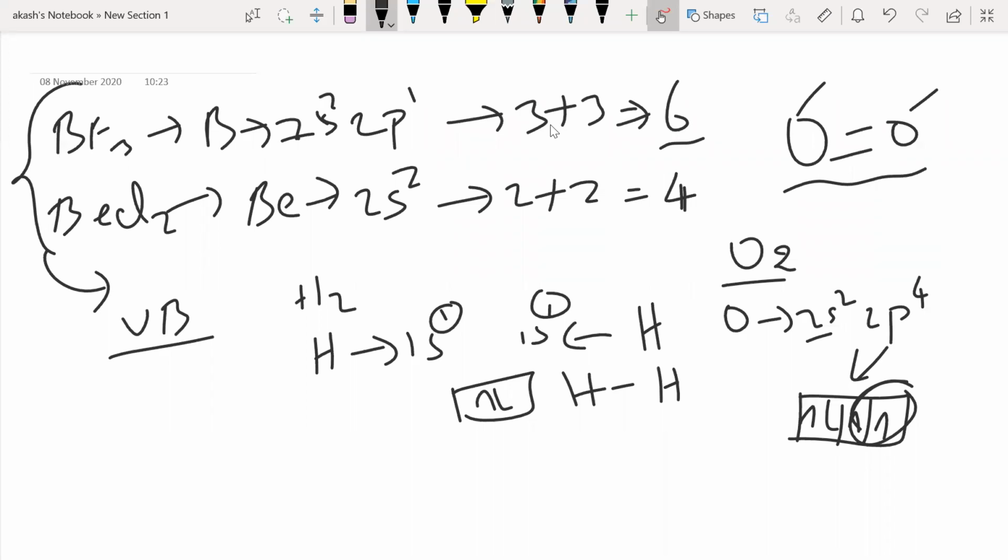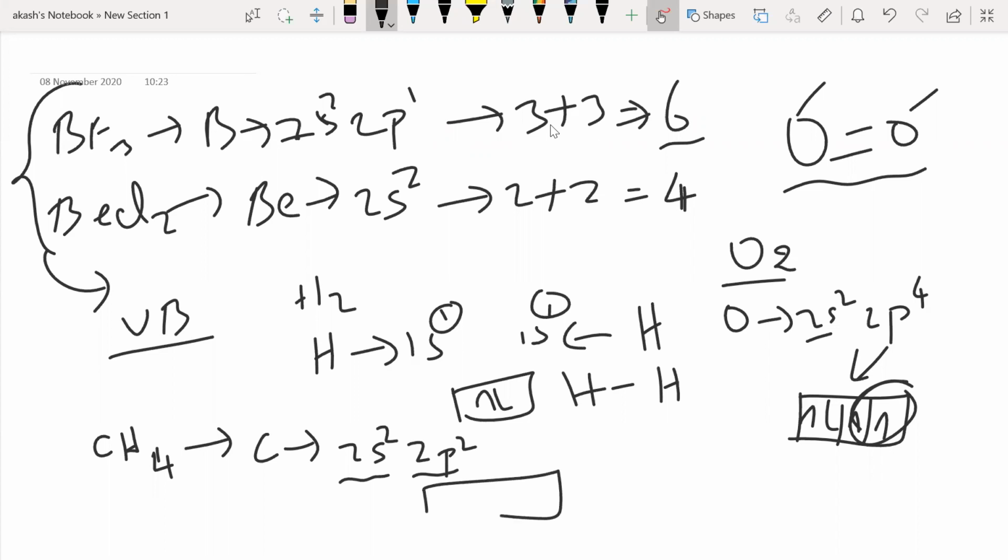But again, there are so many cases where this doesn't hold good. Especially if I go for any compound containing carbon, this doesn't hold good. Let's see how. Say, for example, I take CH4 as an example. Let me look at carbon. Carbon has 2s2, 2p2. The 2s electrons are paired, so nothing we can do about it. But you can see in 2p2, I have 2 electrons.